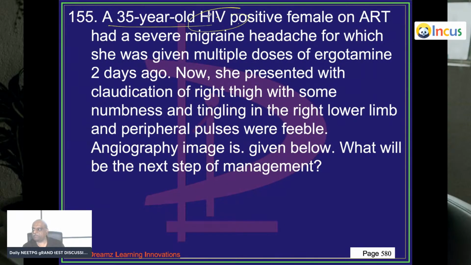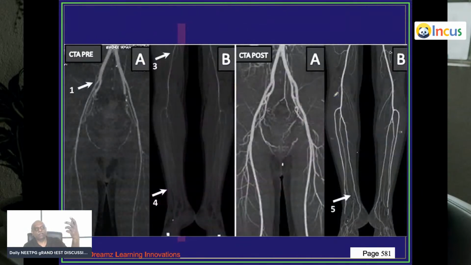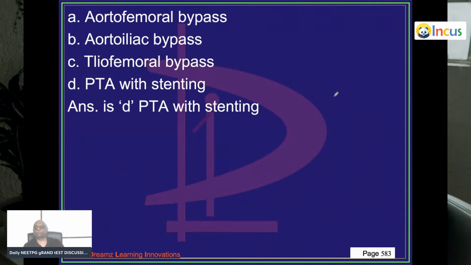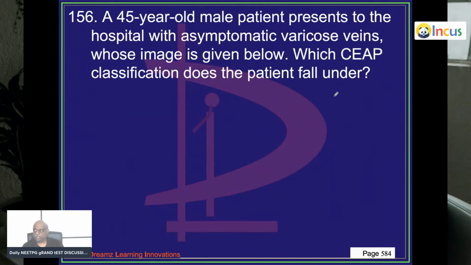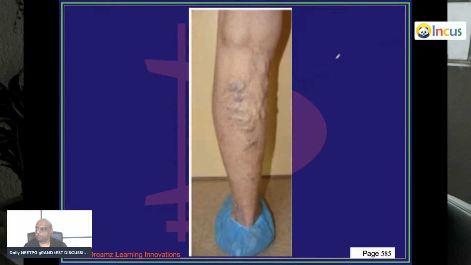35-year-old HIV positive patient presented with claudication of the right thigh after being given ergotamine. So it is a case of ergotamine associated vasospasm. So she required stenting. 45-year-old, asymptomatic varicose veins. You are able to see the varicose veins, right?